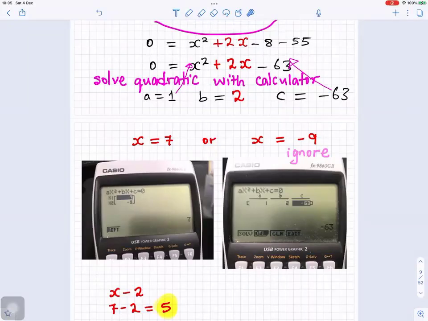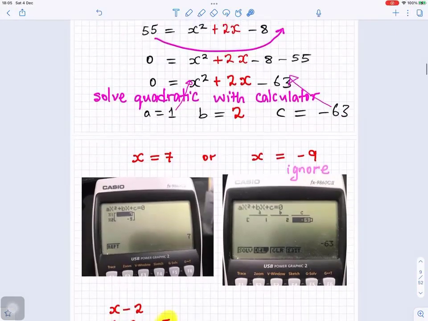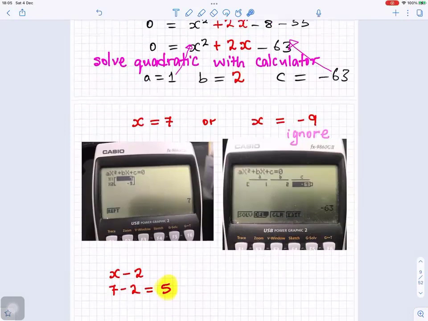So to solve that quadratic using your calculator, it's x squared plus 2x minus 8 minus 55. Minus 55 and minus 8 will give you minus 63. So A is 1, B is 2, and C is minus 63. And when you put that in your calculator, you will get x1 is 7, and then x2 is minus 9.